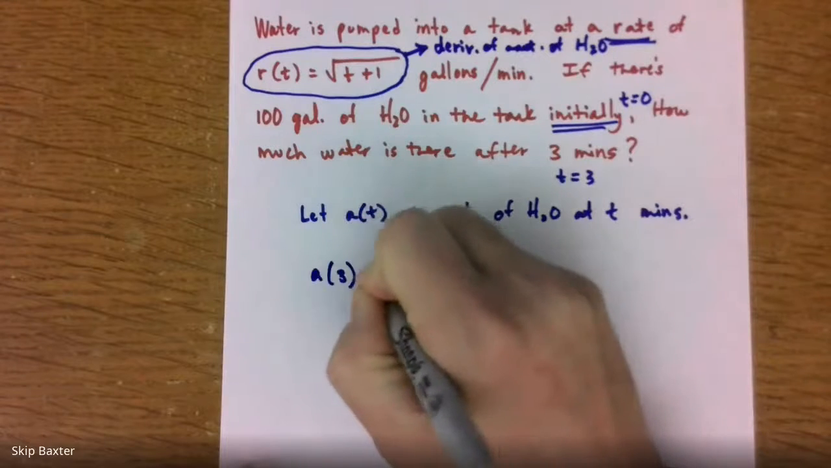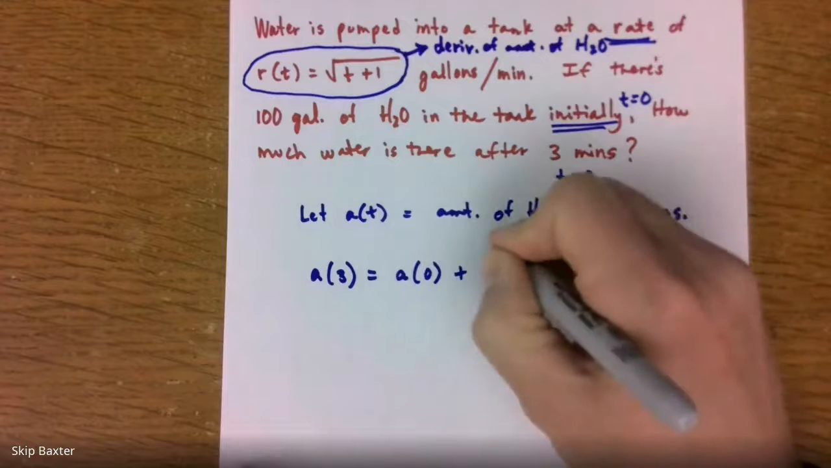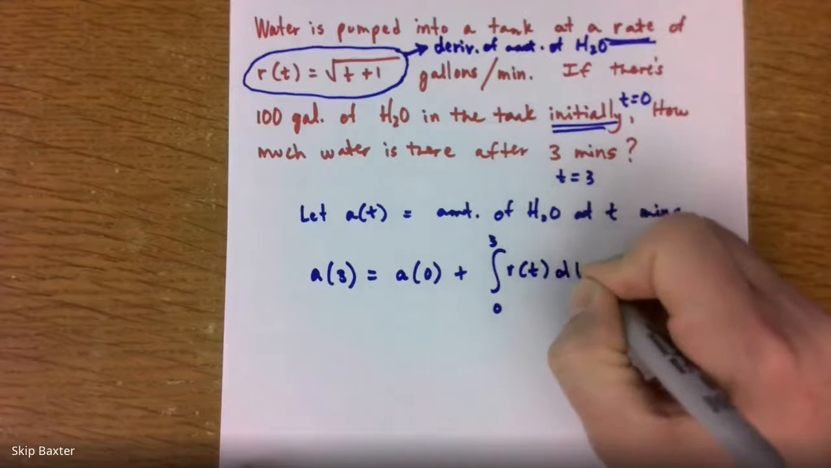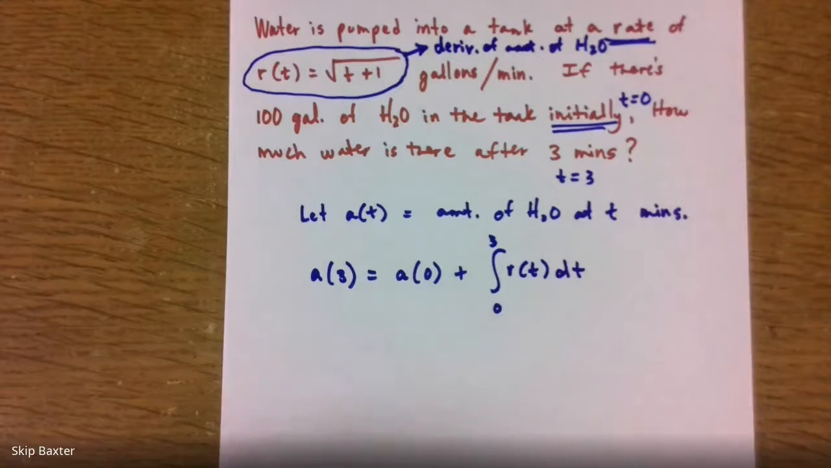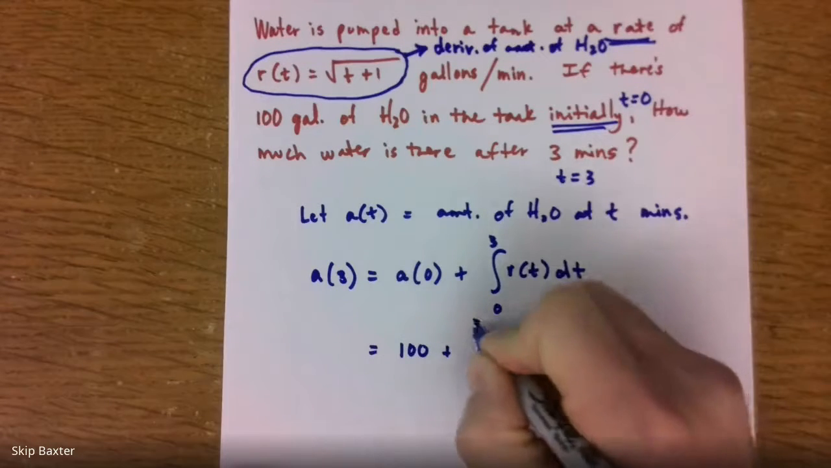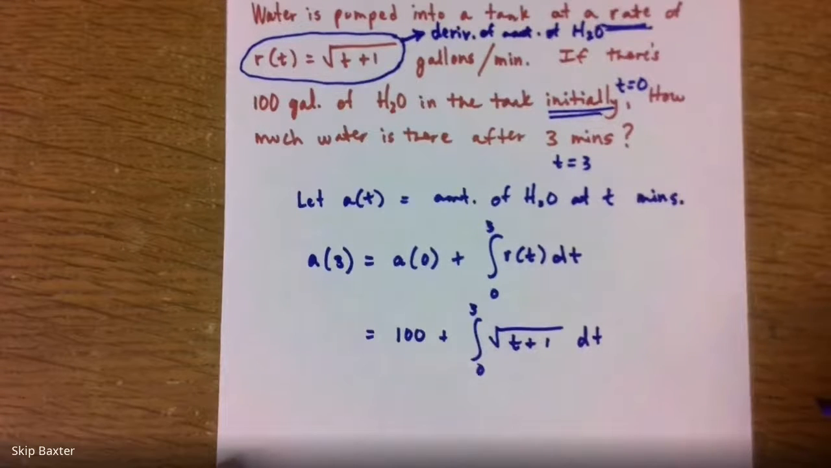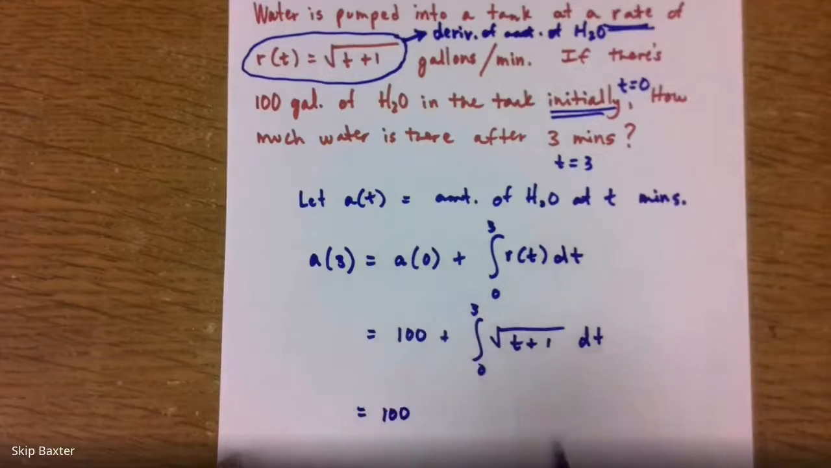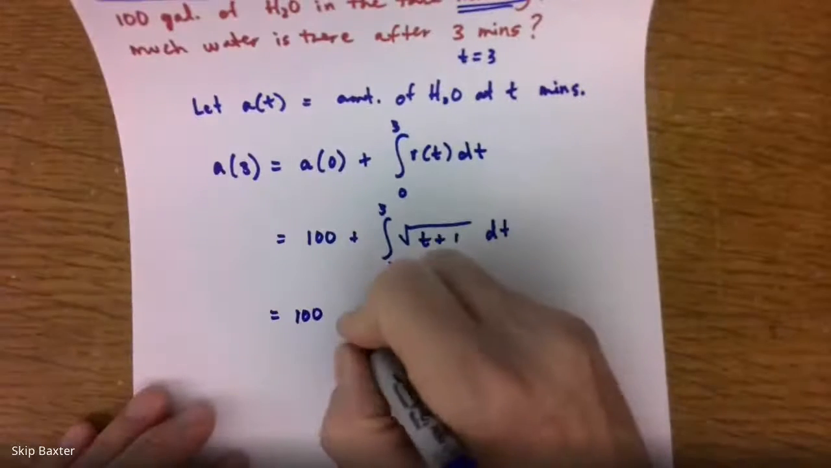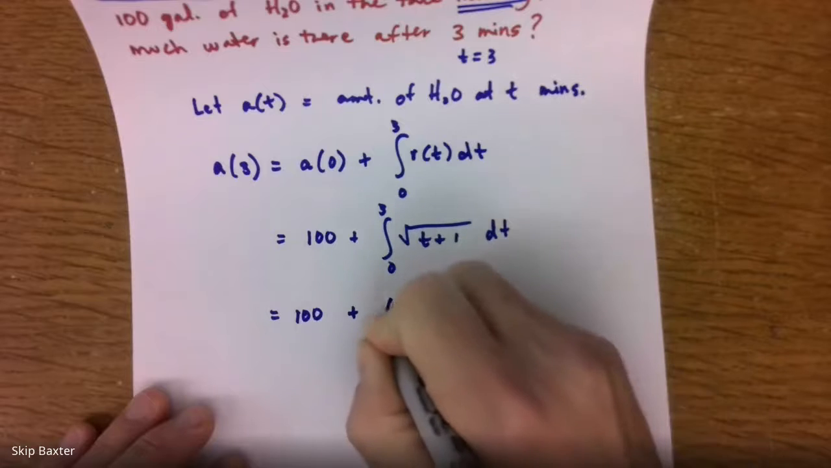But a of 3 is just equal to a of 0 plus the integral from 0 to 3 of a prime, which would be r of t. That's all there is to it. So this is just going to be 100 plus the integral from 0 to 3 of the square root of t plus 1. Remember, this is that shortcut u substitution thing. It's going to be t plus 1 to the 3 halves times 2/3.